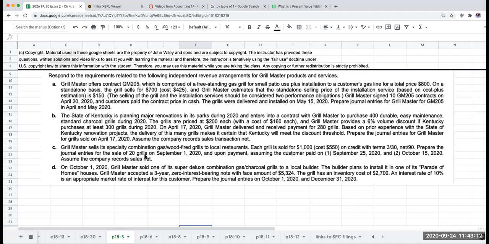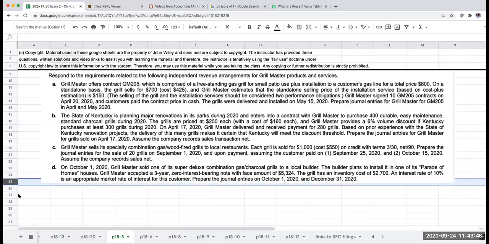So we're going to look today at problem 18-3. The first one over here is Grill Master offers contract GM 205, which is comprised of a freestanding gas grill for small patio use plus installation of a customer's gas line for a total price of $800. On a standalone basis, the grill sells for $700, costs $425, and Grill Master estimates that the standalone selling price of the installation service based on a cost plus estimation is $150.